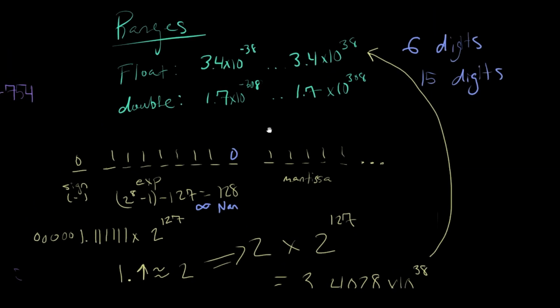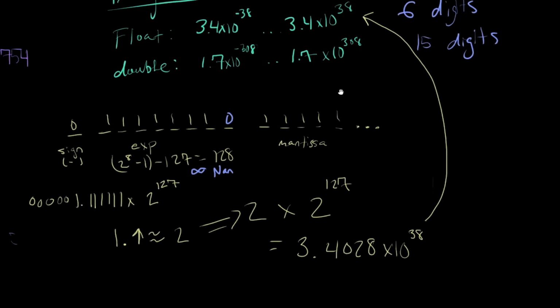And then the double, I'll let you do on your own, but it's the same procedure, just using a different amount of bits for each section.